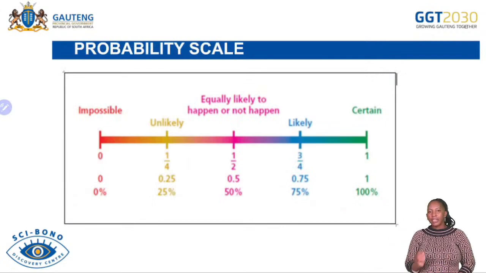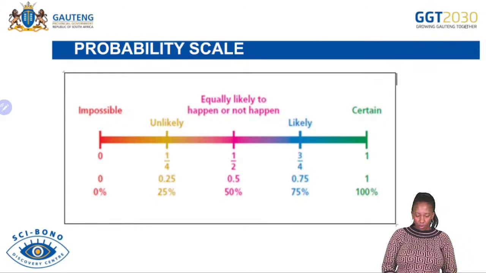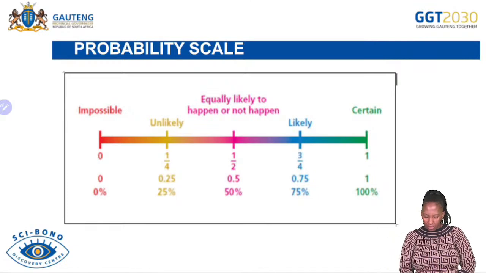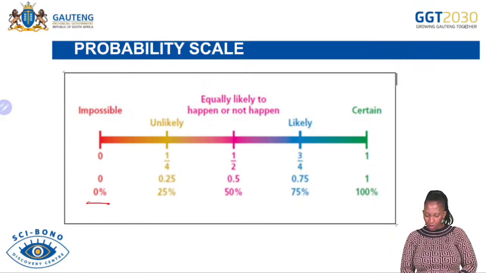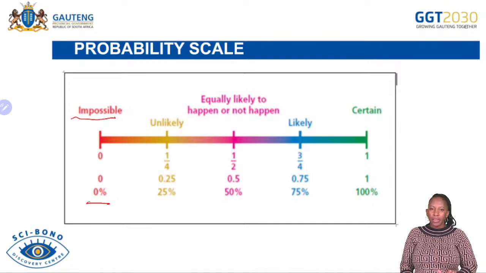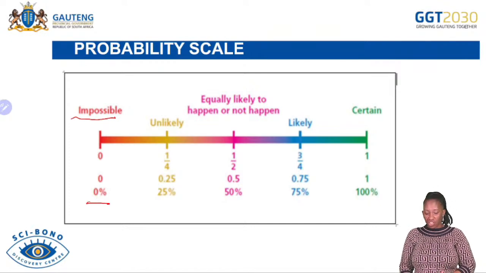This is the probability scale that I was referring to, boys and girls. Look at this. We say here it is 0. Meaning 0 goes together with the impossible. So it won't happen. There is no way a cow is going to give birth to a chicken. There is 0 chance. Nothing.